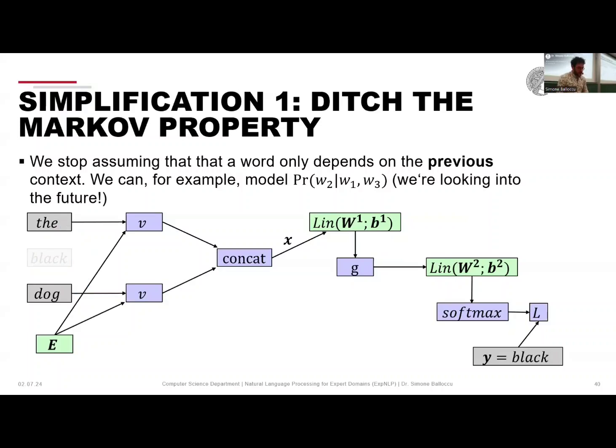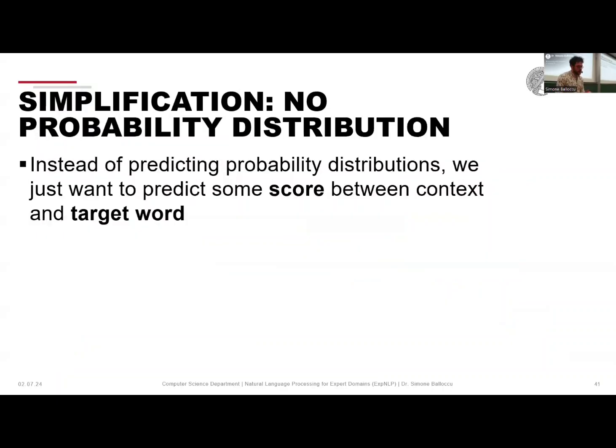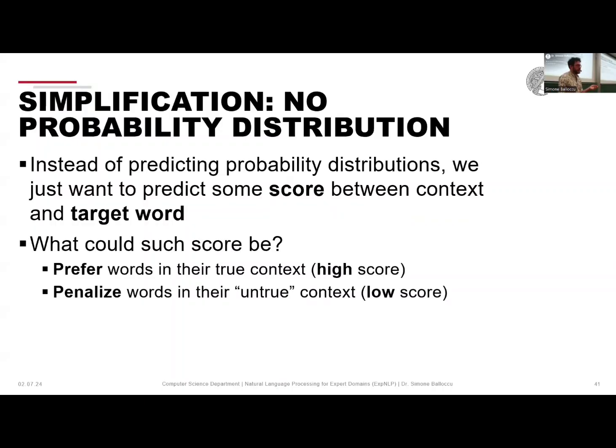The second one: no probability distribution. We completely remove softmax. We just want to predict some score between the word and the context to tell us how similar they are. So what could such a score be? Well, we want to prefer words in their true context and penalize words not in their true context. This score tells us that "the black dog" is good if we predict "black", but "the potato dog" is probably bad because potato is not a word that fits in there.